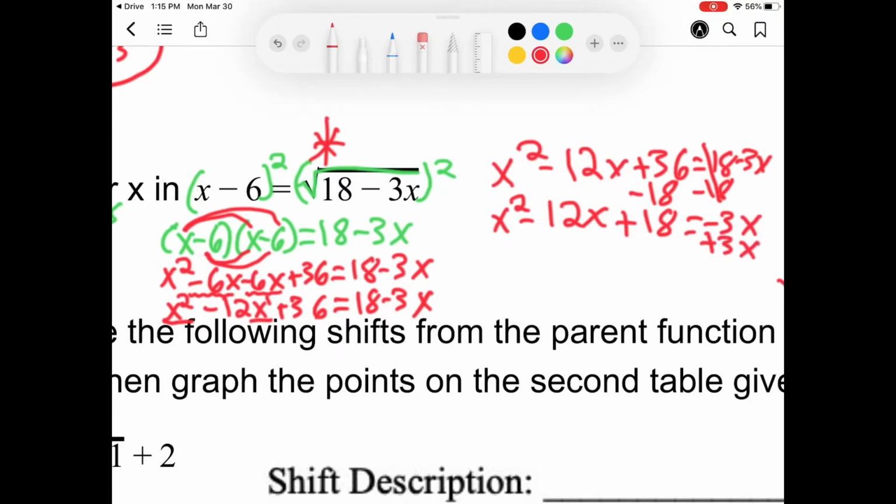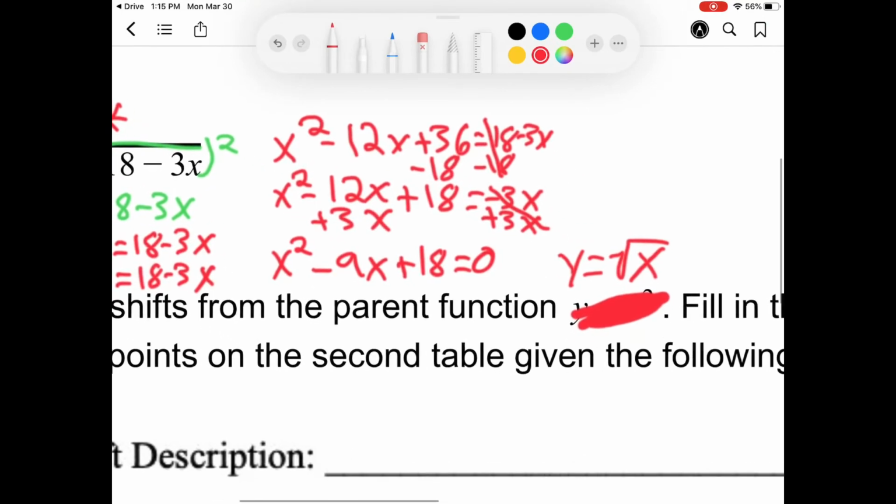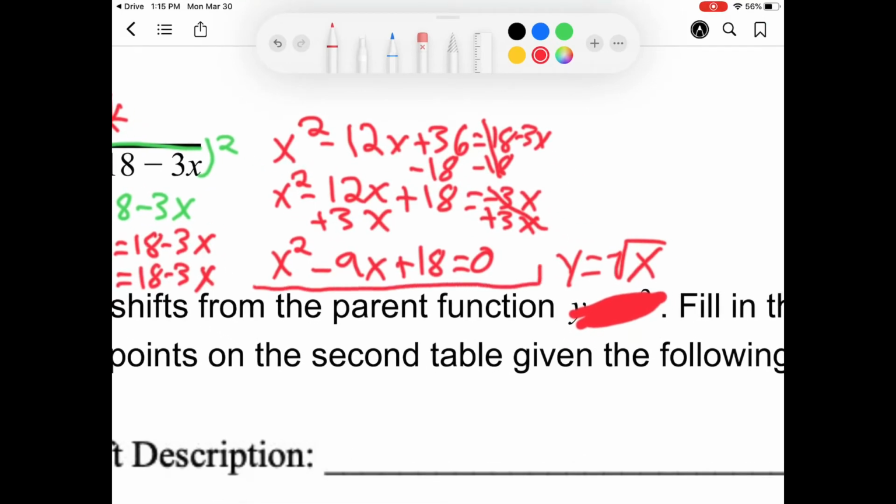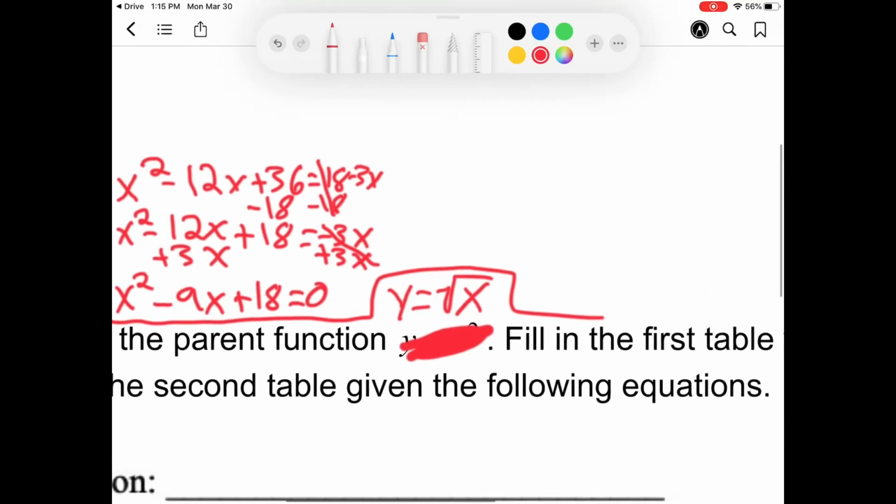Then I'm going to add 3x to both sides. Negative 3x plus 3x cancels out. Negative 12x plus 3x is the only terms that I can combine. I get x squared minus 9x plus 18 equals 0. Now, because it equals 0, I can factor it. So I have x squared minus 9x plus 18 equals 0.